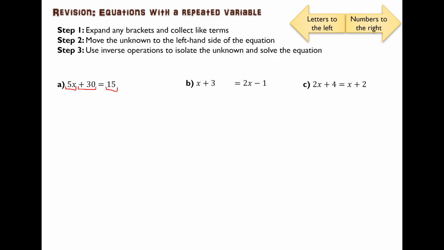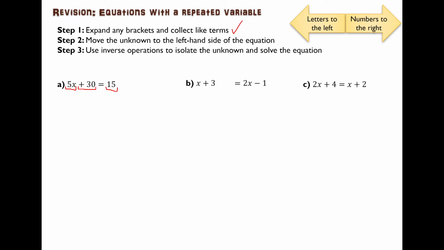My rule here is first to expand any brackets. None of these questions have brackets, so we don't have to worry about that. And then to collect like terms and do the other stuff. Here, if you look on the left-hand side, I've got an x term and a constant term. Are these like terms or unlike terms? These are unlike terms. So I can't collect like terms because I have none. So that is done. Step 2, move the unknown to the left-hand side of the equation.